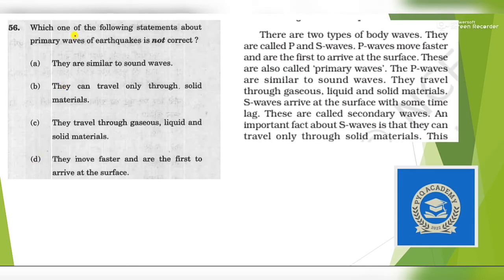Next question. Which one of the following statements about primary waves of earthquake is not correct? They are similar to sound waves. Yes, this is true. They can travel only through solid material. You can see here they can travel through gaseous, solid, liquid. So this is the wrong option and we get our answer. They can travel through gaseous, liquid and solid. Yes, they move faster and are first to arrive at the surface. This is also true. The answer is option B.